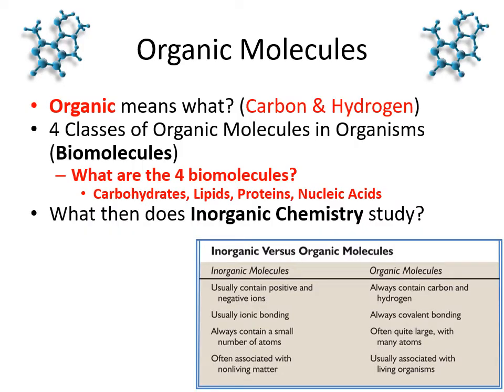So the first thing you have to figure out when you're studying organic chemistry is, well, what exactly does organic mean? And when we talk about organic molecules, we are referring to anything that contains both carbon and hydrogen. Okay, so it's got to contain carbon and hydrogen in order to be organic, which you'll find in most living things. Now, there are 4 classes of these organic molecules, which basically compose life.